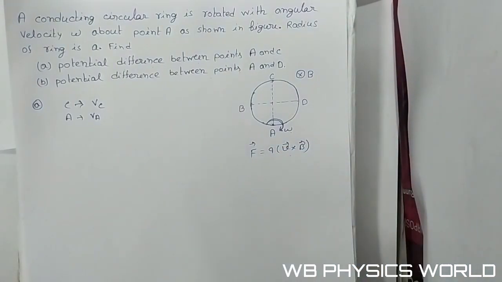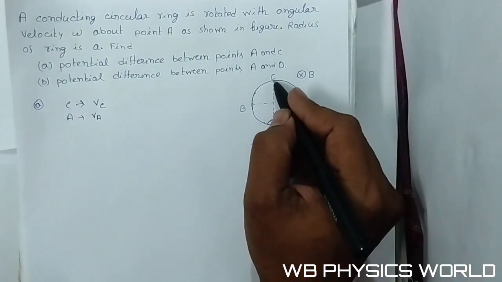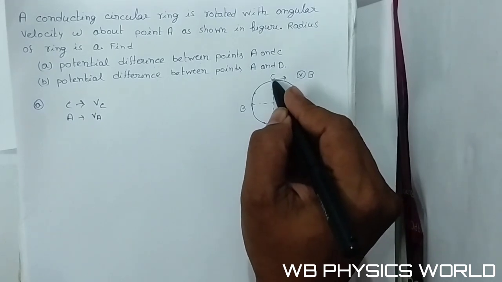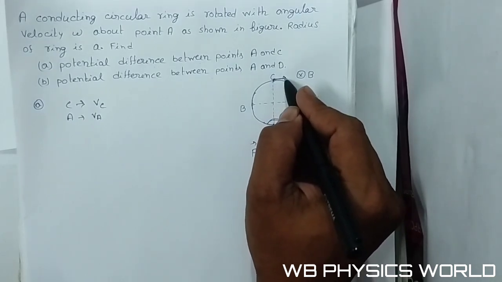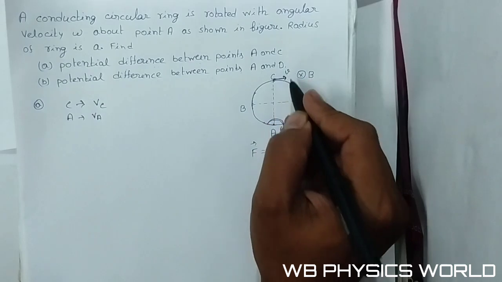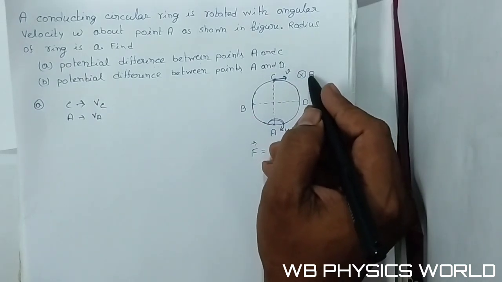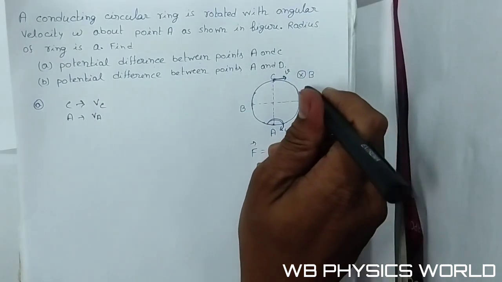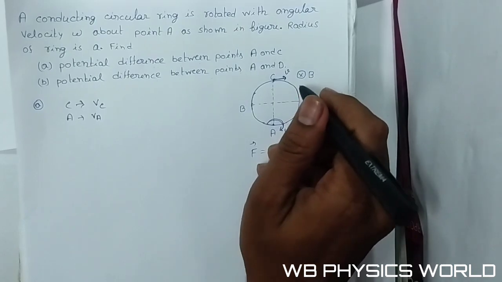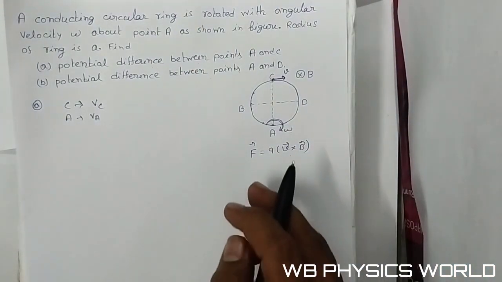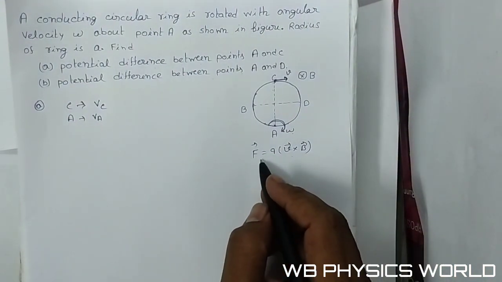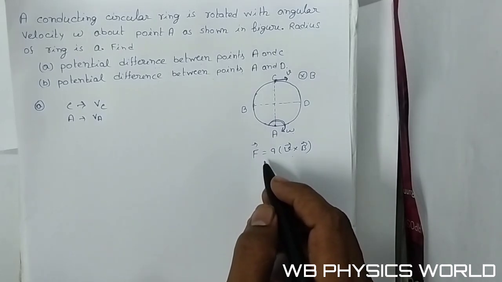Now for positive charge particle, here ring is rotated in this direction, so the positive charge particle at point C is directed towards this direction, and here magnetic field is directed into the plane of the paper, so the direction of the force can be found using Fleming left hand formula.